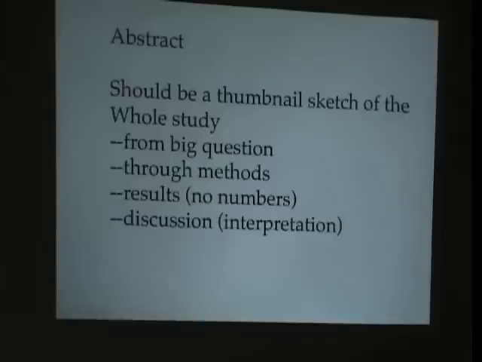So give a verbal description of how the results came out, the big picture of the results, not every little hiccup in detail, and then a little tiny bit of the discussion. What do you think those results mean with regard to your question? So it's basically a map of the paper, so the reader can read that and say, okay, now I know the story that I'm going to get into here. All right? Any questions about this?